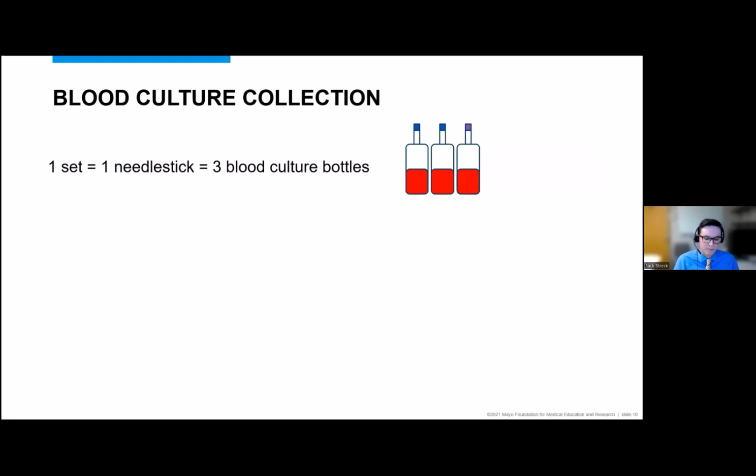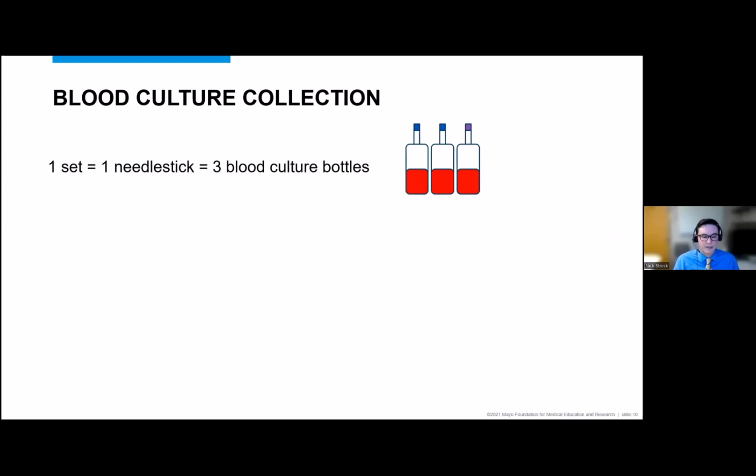We get some confusion and quite a few questions in our laboratory and among the other microbiology fellows about bottles versus sets versus orders. It can cause some confusion as to what we're talking about. And so just to make sure that everyone is on the same page, when we talk about a set of blood cultures that are being collected, we're referring to a single needle stick.